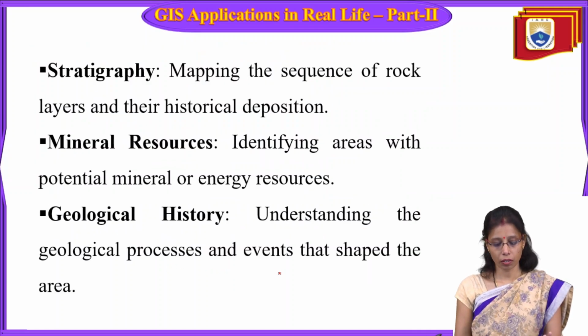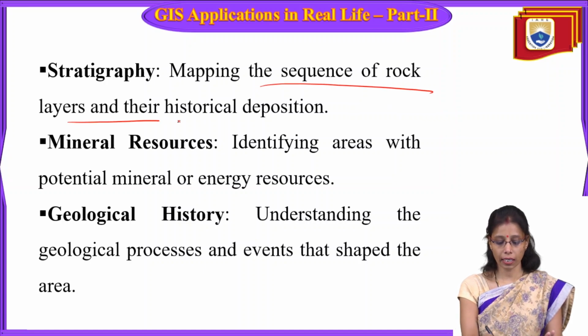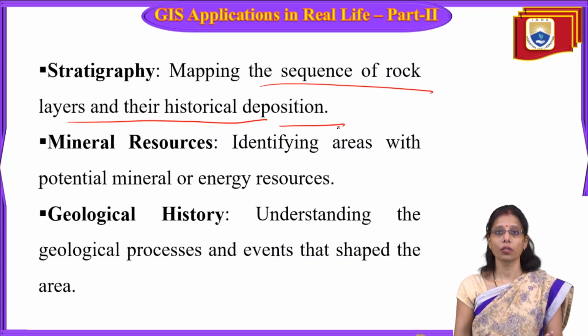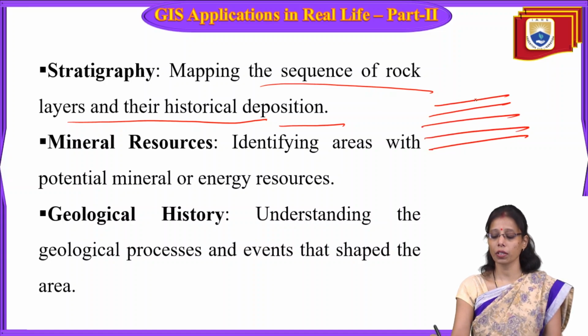Next, when you talk about stratigraphy, it means mapping the sequence of rocks, layers, and the historical deposition. This will help us find out what depositions are present in the sequence of the rocks. So what are the layers present in the Earth's surface? Those layers will also tell us which type of layer is forming. These are all layers of the rocks, and they will tell us about the features present on the Earth's surface.